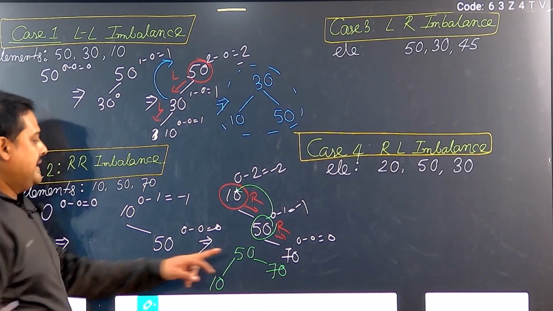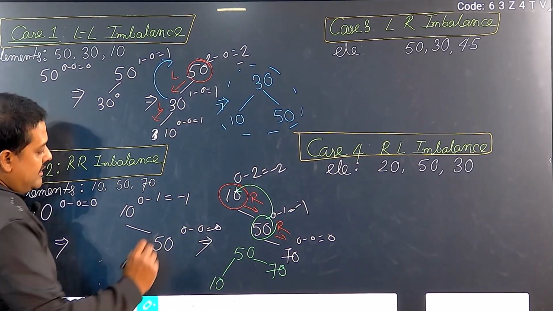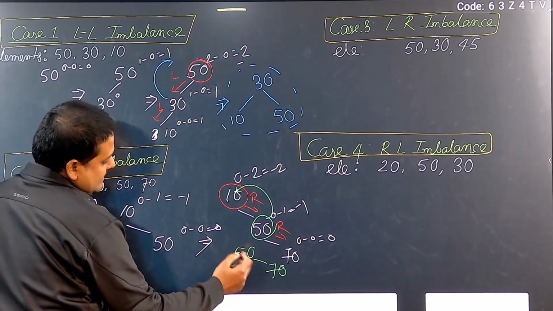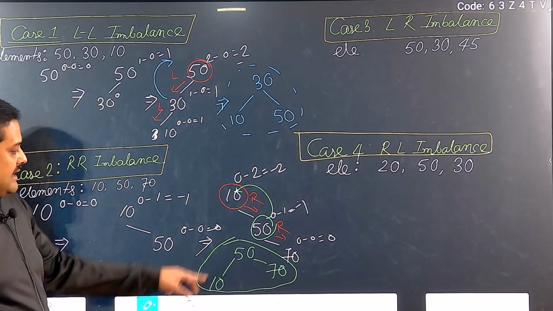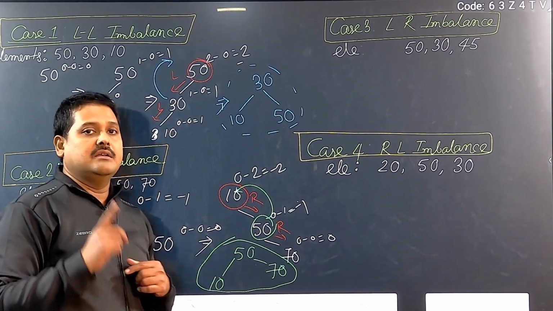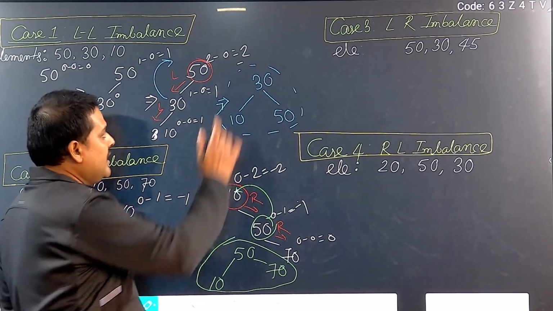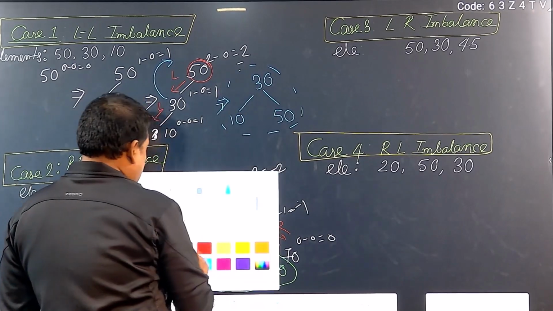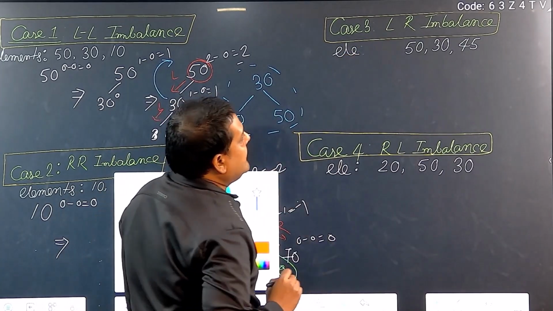Now, look, this way all the elements are rotated; with the help of a single rotation we have the balanced binary search tree. 50's left child is 10. So, always remember after rotation the tree will be a binary search tree again, only we are changing the arrangement. For this case, have a look, left right imbalance.